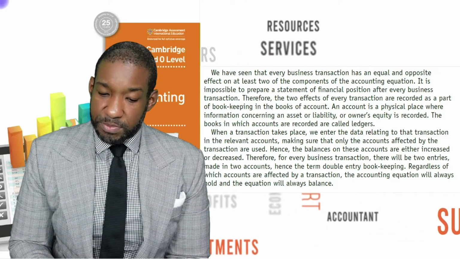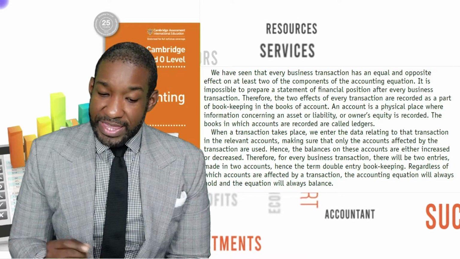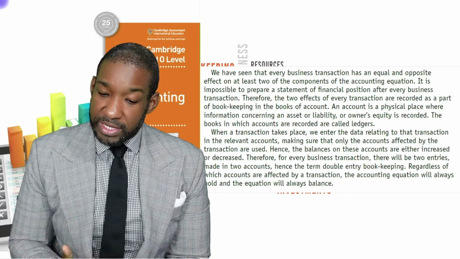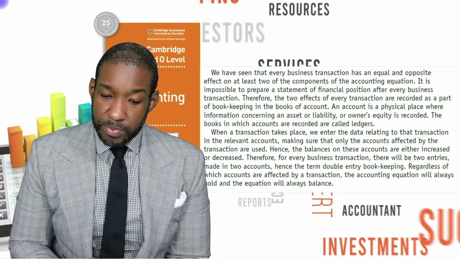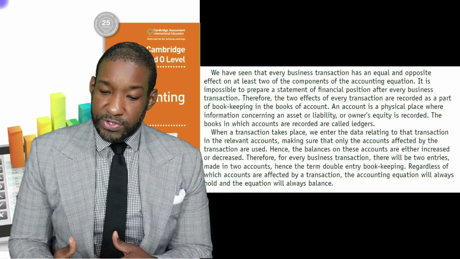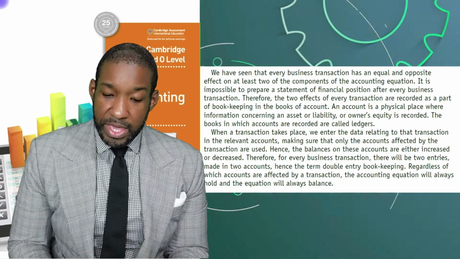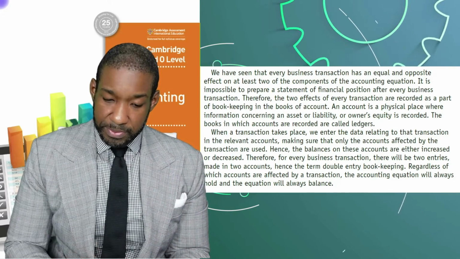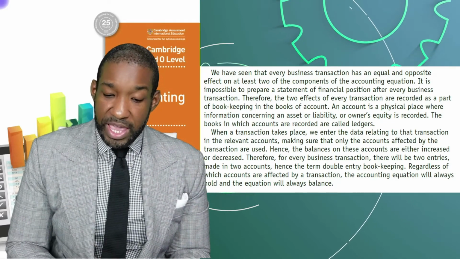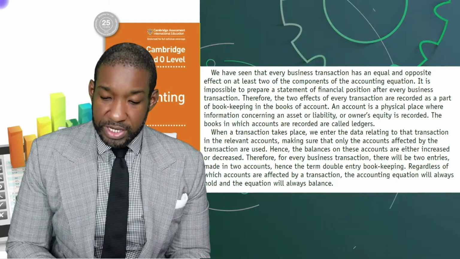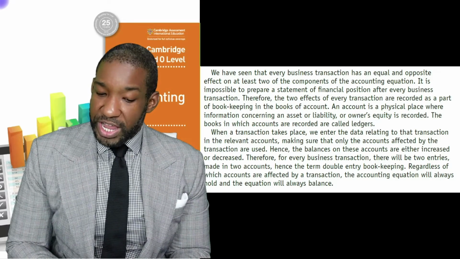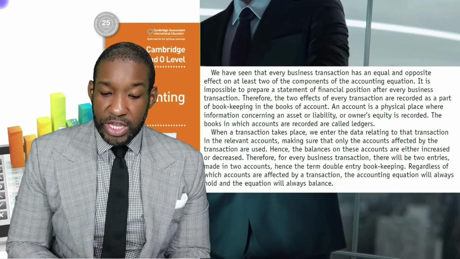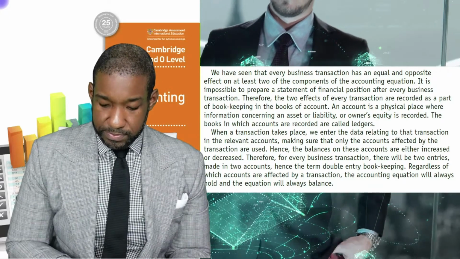When a transaction takes place, we enter the data relating to that transaction in the relevant accounts, making sure that only the accounts affected by the transaction are used. Hence, the balances on these accounts are either increased or decreased. Therefore, for every business transaction, there will be two entries made in two accounts, hence the term double entry bookkeeping. Regardless of which accounts are affected by a transaction, the accounting equation will always hold and the equation will always balance.